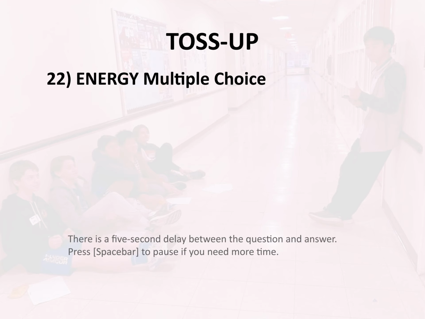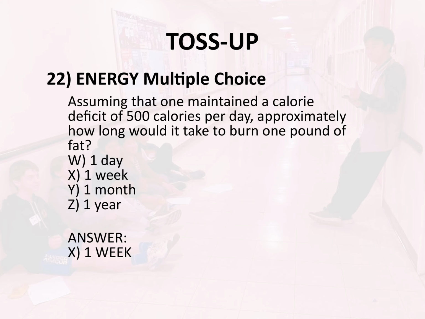Toss-up, 22. Energy multiple choice. Assuming that one maintained a calorie deficit of 500 calories per day, approximately how long would it take to burn 1 pound of fat? W. 1 day. X. 1 week. Y. 1 month. Z. 1 year. Answer. X. 1 week.